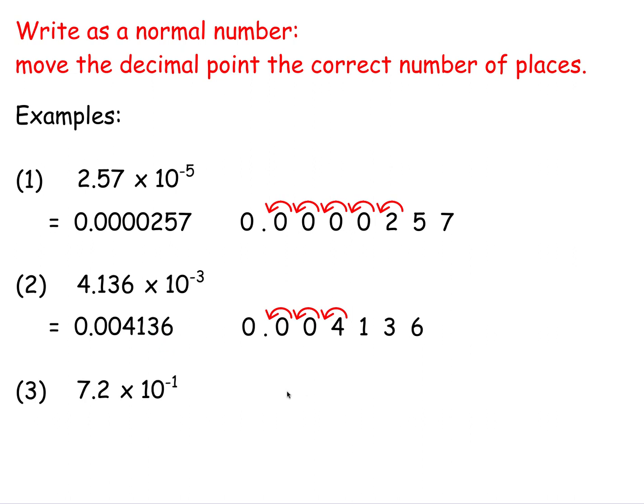And here, 7.2 times 10 to the power negative 1. Shift the point 1 place. There it is, shifting 1 place, making the number smaller. So it's 0.72. So a negative power is going to start at 0 point something. So that's putting numbers into scientific notation and taking them out of scientific notation.